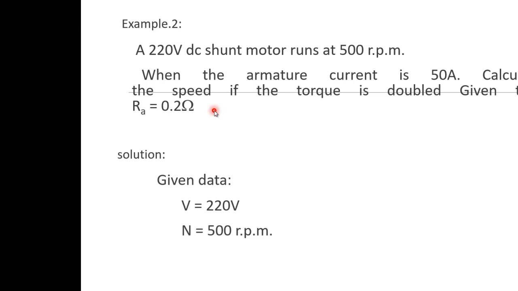So this is the given data. V is 220, N is 500, IA1 is 50 amps, RA is 0.2 ohms. So the torque is doubled, and there will be a speed change and a torque change. So it does not stick to an initial point; we have final points also, that is IA2 or something else, which we have to find. So here the torque is doubled, that is TA2 is equal to 2 into TA1. Compared to the initial point, the final point is double the initial point. So TA2 by TA1 is equal to 2.